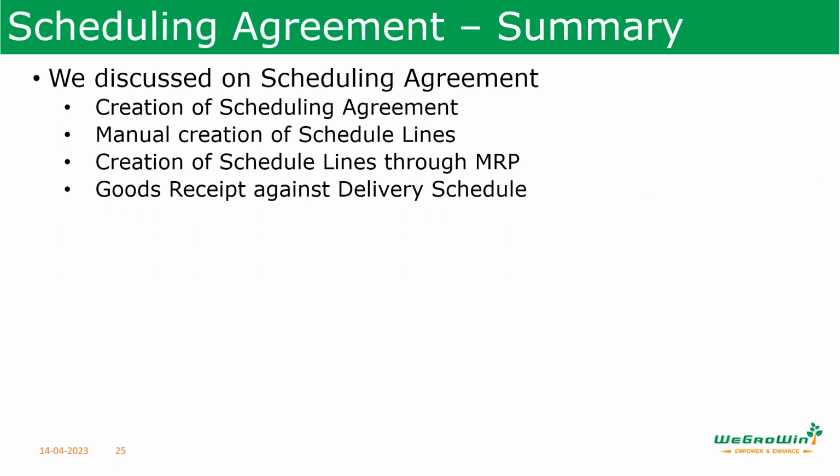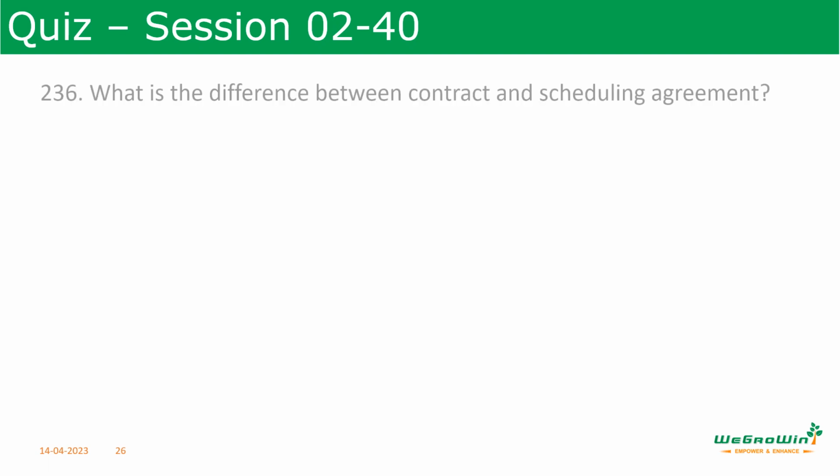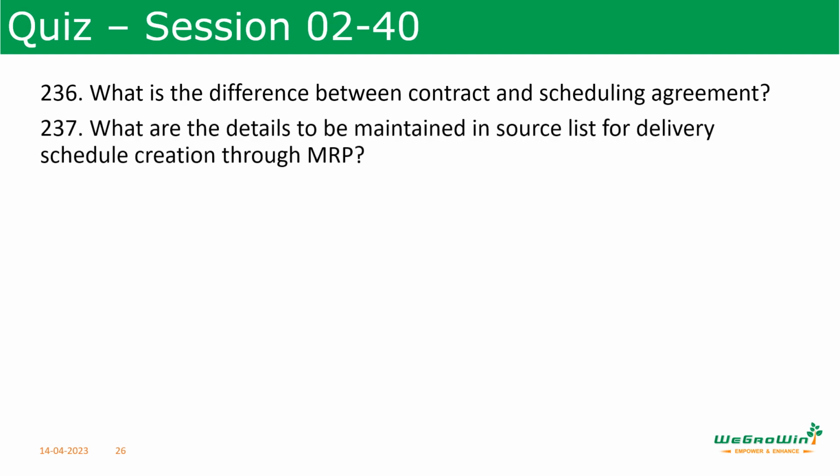In this session, we discussed how to create the scheduling agreement, what data is needed, manual creation of schedule lines, schedule lines through MRP, and also the goods receipt for the delivery schedules. So let us see the quiz questions for this session. What is the difference between the contract and scheduling agreement? What are the details to be maintained in the source list for delivery schedule creation through MRP? We will see the answers for these two questions in the next session.